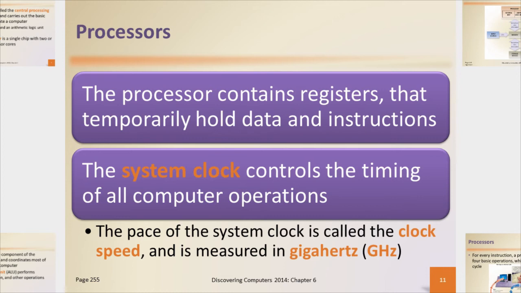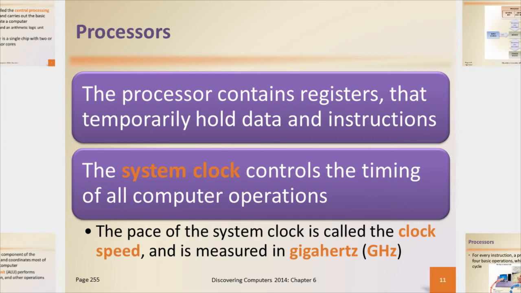Within the processor itself, within the CPU itself, there are smaller pieces of memory, if you will, referred to as registers. These are the actual locations, or bins, if you will, where the data is stored temporarily in order to actually work on the data itself.